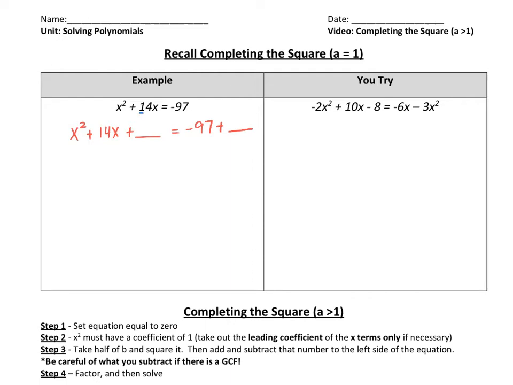So the b value is 14, so 14 divided by 2, this whole thing squared. 14 divided by 2 is 7. 7 squared is 49. So this is the number that we're going to add to both sides of the equation.